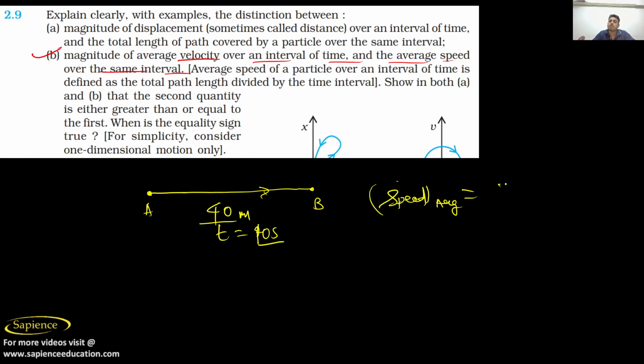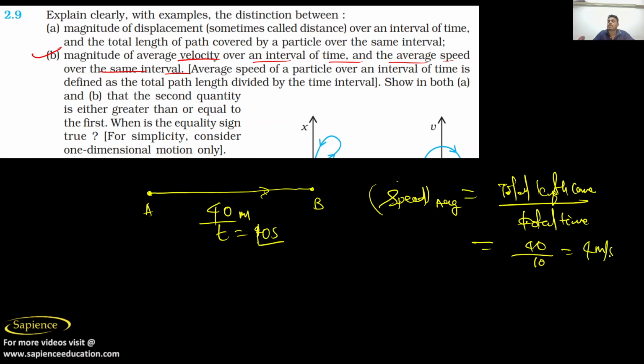Average speed is equal to total length covered divided by total time. So total length is how much? 40, divided by time, for 10 seconds. So this will be 4 meter per second, right?